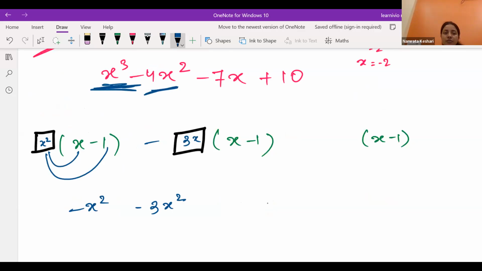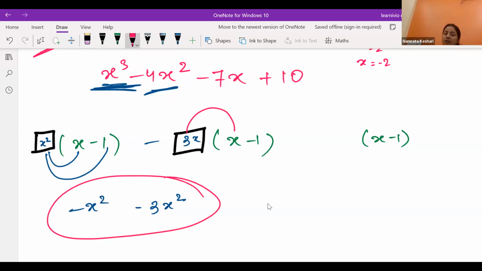Okay, but we ended up getting minus 3x square plus 3x. Minus 3x square we got, which added together will create minus 4x square. But we also got one extra term, that is plus 3x. And now the next term is minus 7x. Can you see?